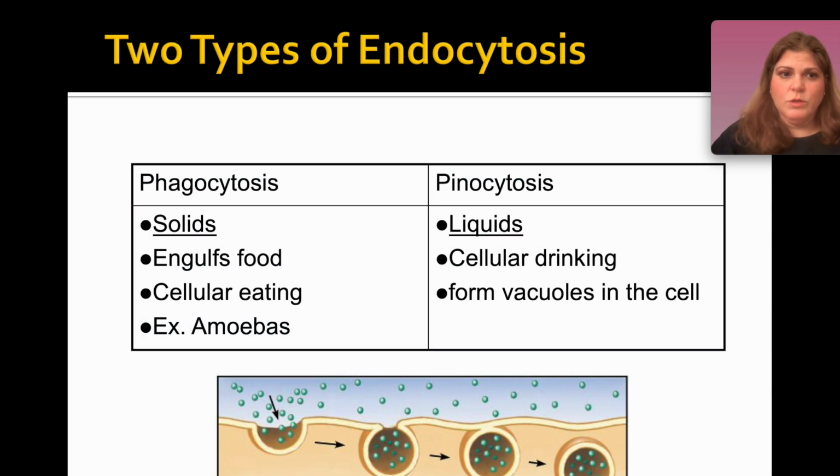Endocytosis has different words for whether it's bringing solids into the cell or liquids into the cell. We call it phagocytosis or pinocytosis. My memory trick is phago starts with an f sound like food does, so sometimes it's called cellular eating for food. This is how a single-celled organism like an amoeba would eat. It would take in a smaller organism like a bacteria cell.